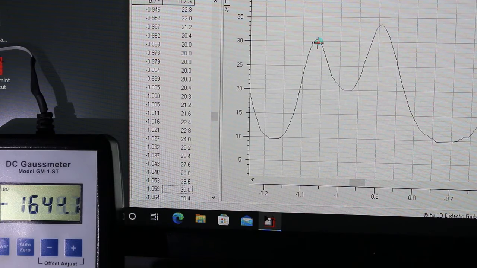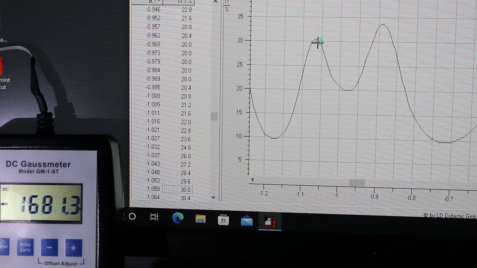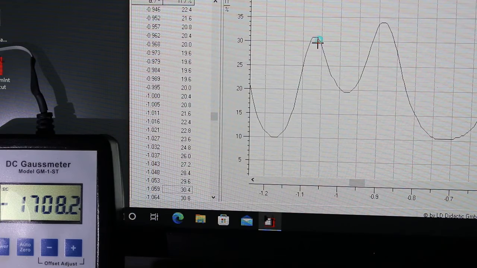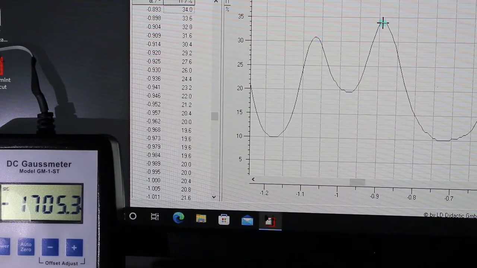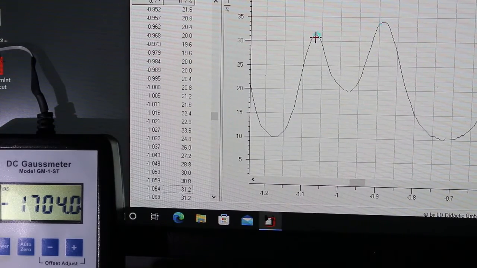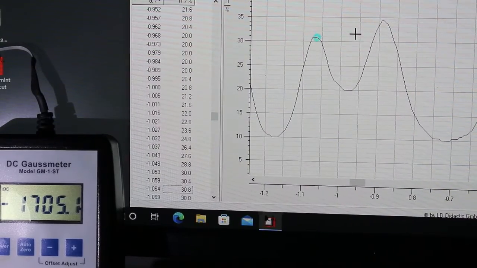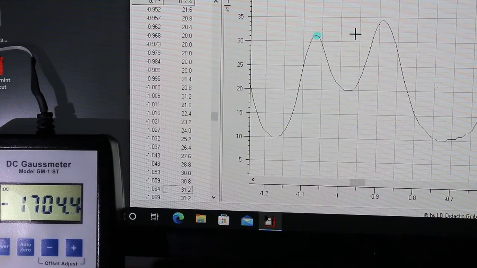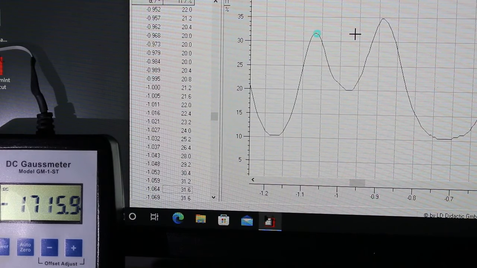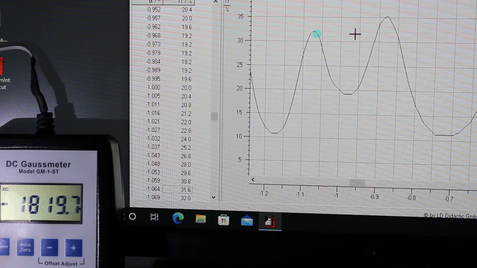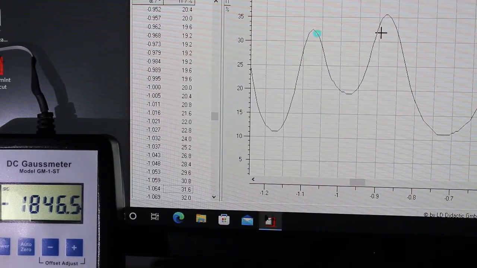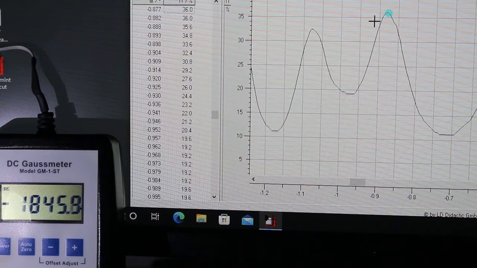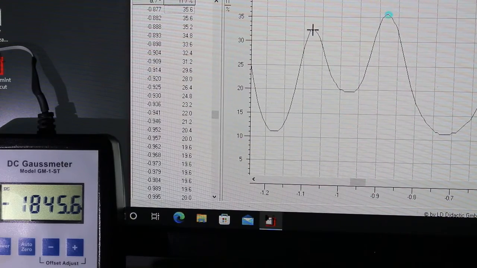Increasing the magnetic field more, we will identify the angle of this peak, and we'll identify the angle of this peak. Okay, we'll increase the magnetic field more, and you can read the magnetic field value there, but we'll increase more now. We'll identify the angle of this peak and the angle of that peak.